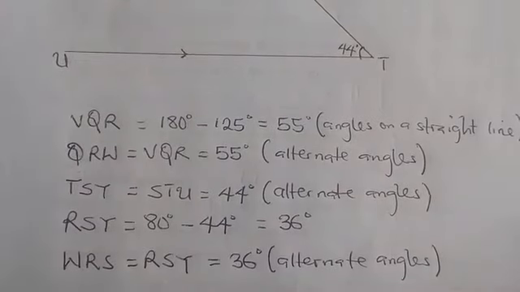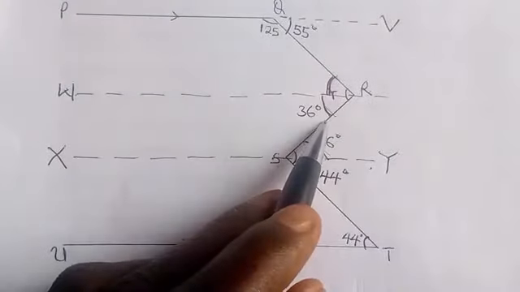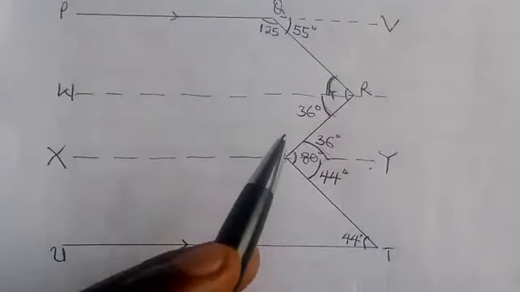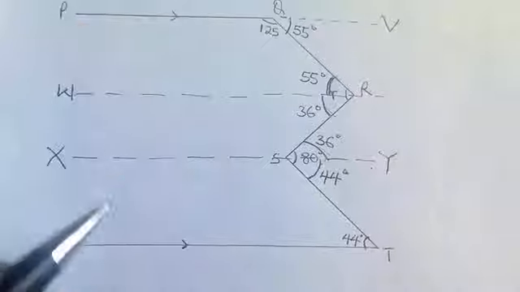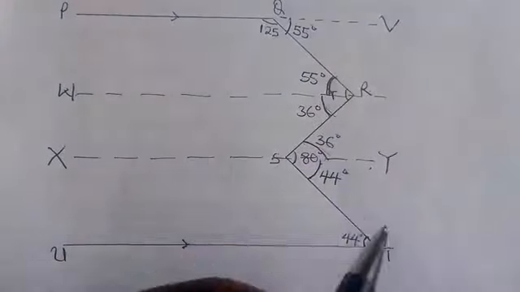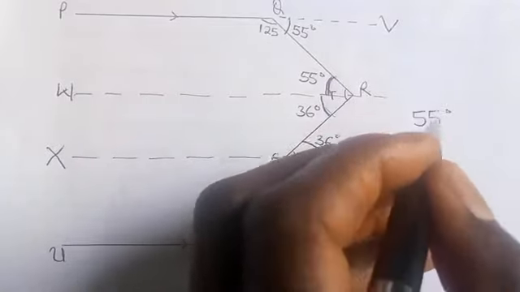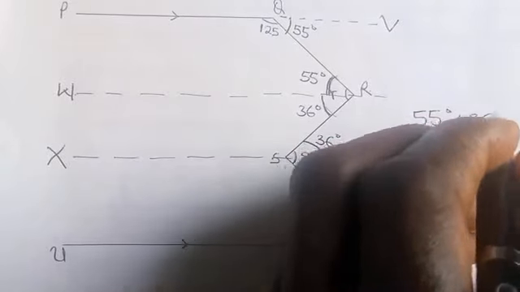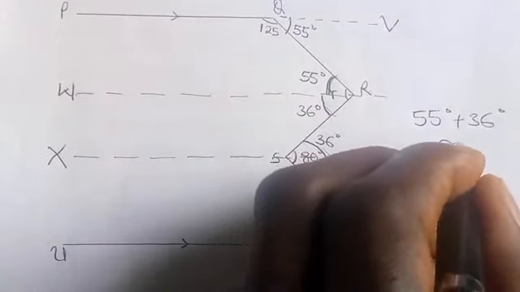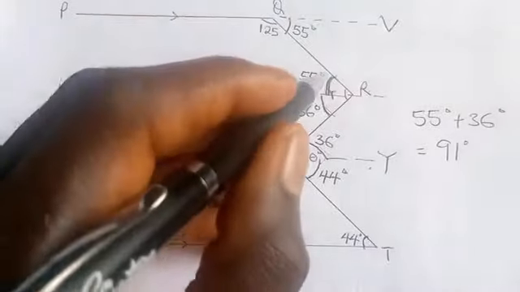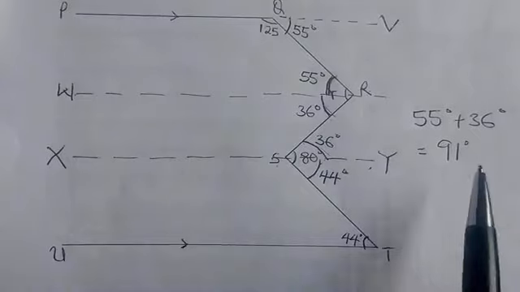So with what we now have here, angle WRS has been found to be 36 degrees. Angle QRW has been found to be 55 degrees. So it means angle R here is equal to 55 degrees plus 36 degrees, and that's equal to 91 degrees. So the angle R that we are asked to find here is equal to 91 degrees.